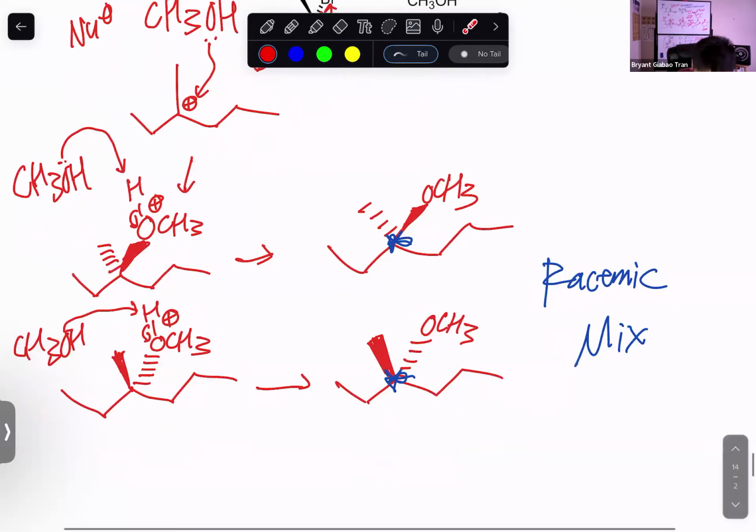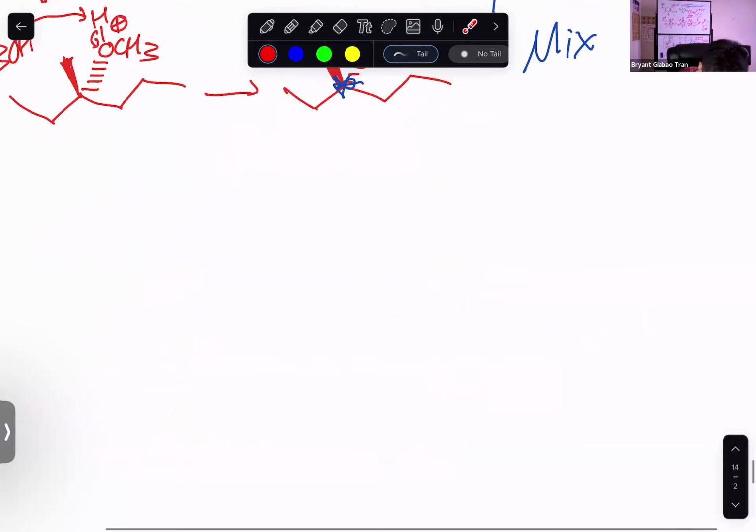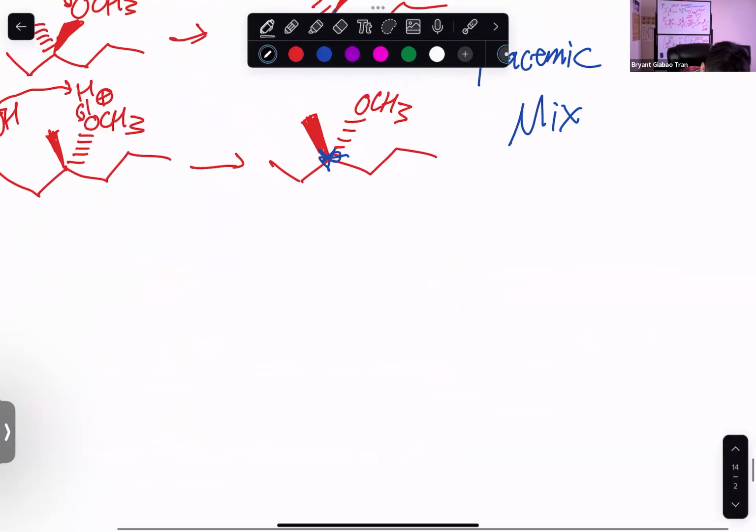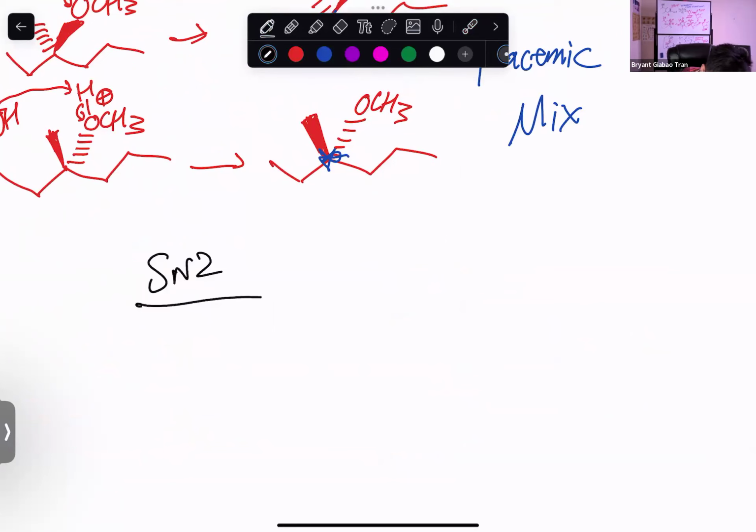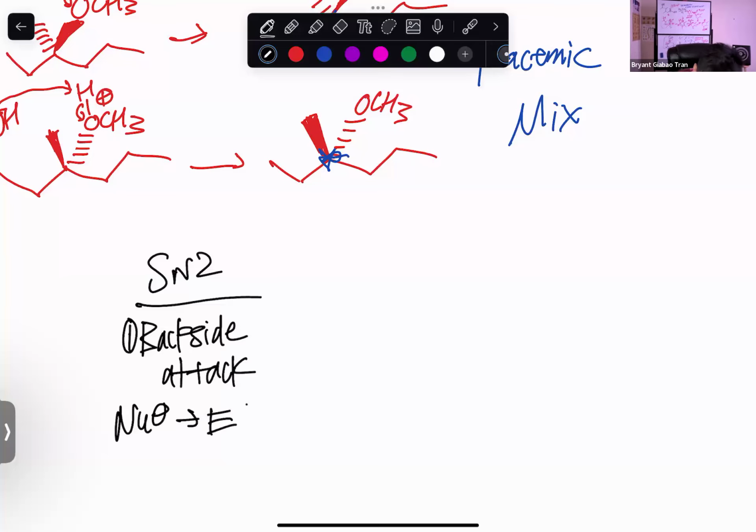Let me list out the basic steps for those things right here. So SN2 is the simplest one. It's one step. Backside attack. Nucleophile attacks electrophile. E2 is also one step, so let me just do that as well. The base.